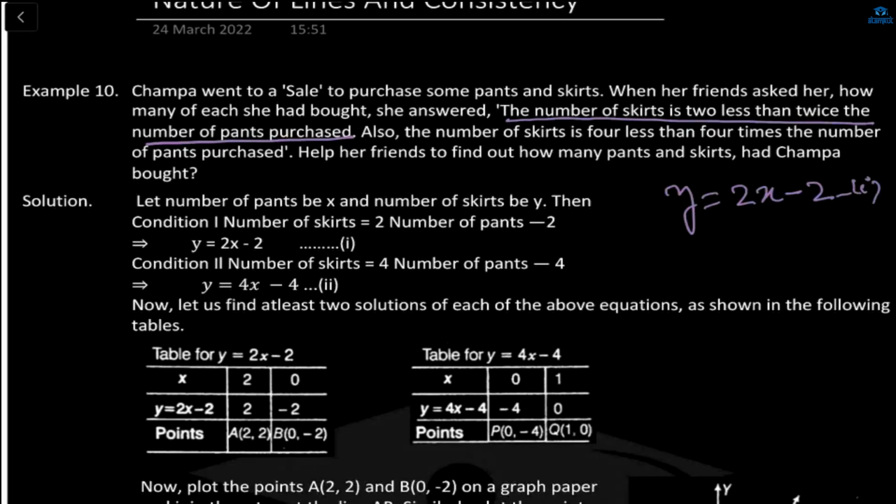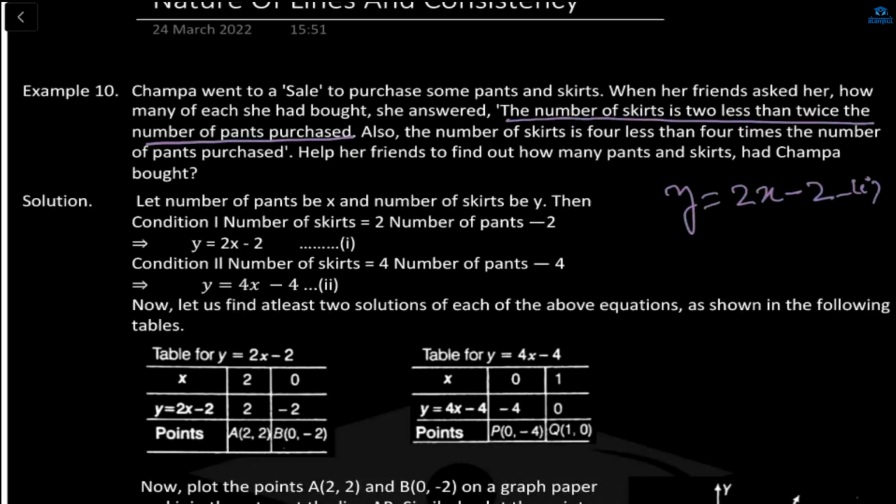And then another, the number of skirts is 4 less than. Again the number of skirts, which is Y, we have assumed. So Y is 4 less than 4 times the number of pants. So Y is 4X minus 4. So these are the 2 equations that are formed. Now you have to solve both the equations.